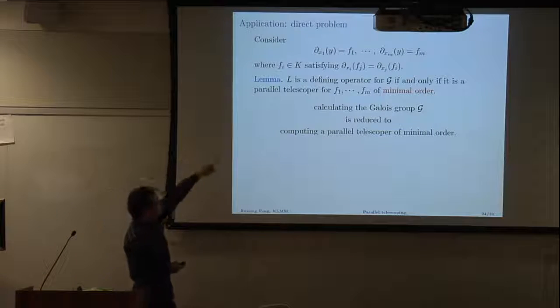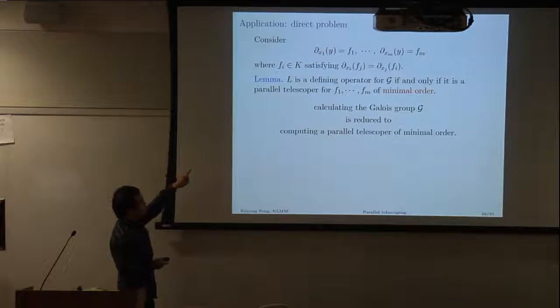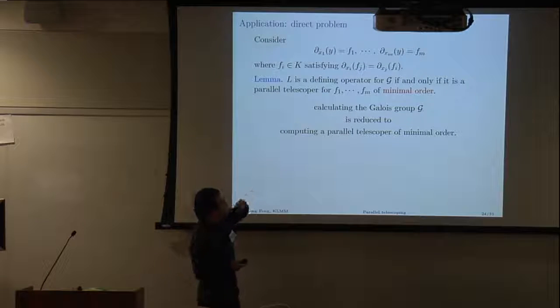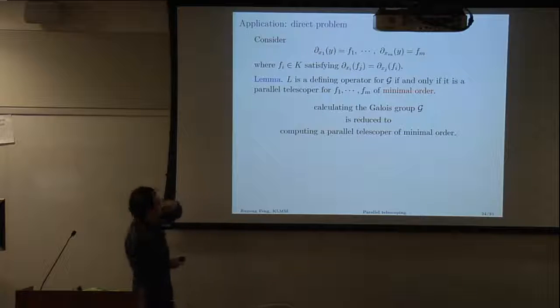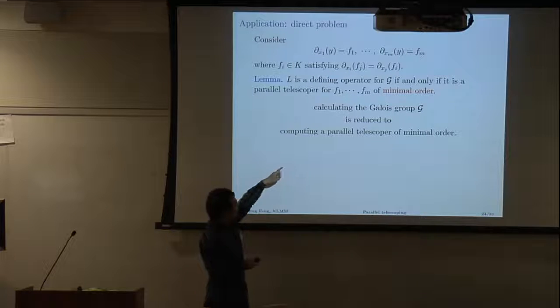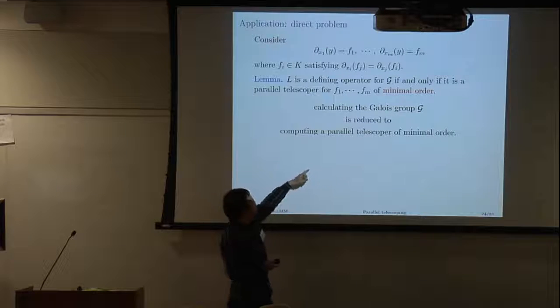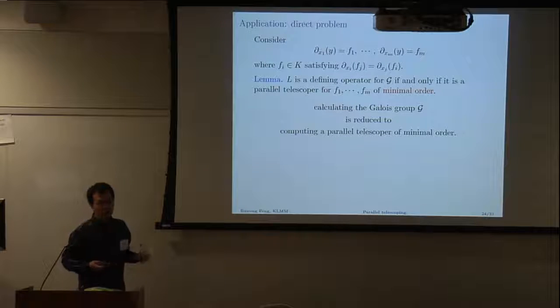Yeah, consider these first order equations. Then we have that L is a defining operator for the Galois group G if and only if L is a parallel telescoper for the coefficients of these equations of minimal order. So calculating the Galois group G is reduced to computing a parallel telescoper of minimal order.